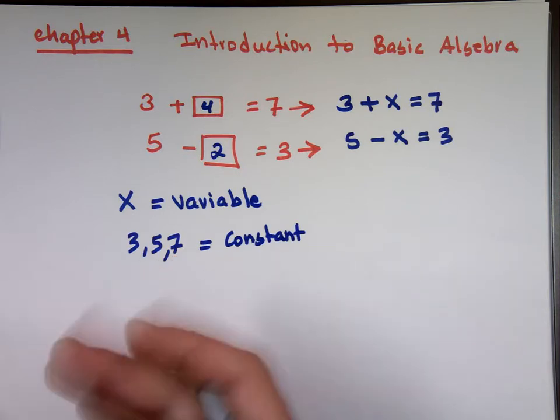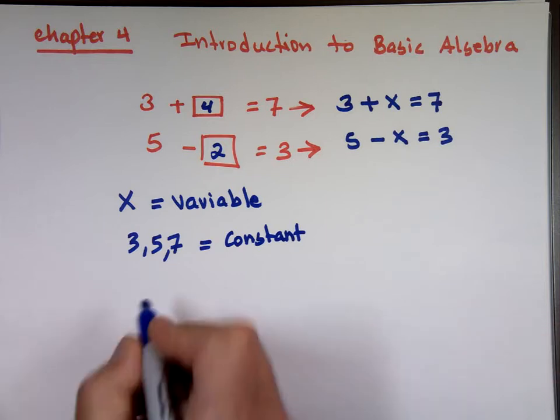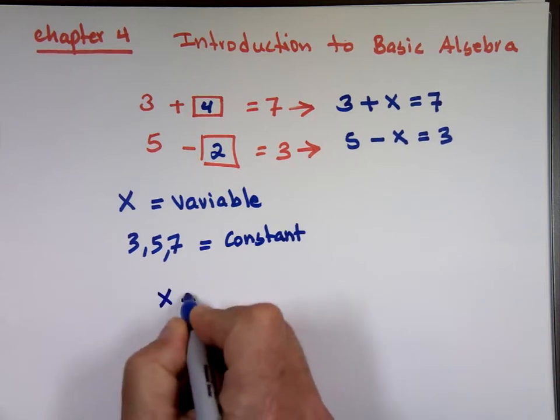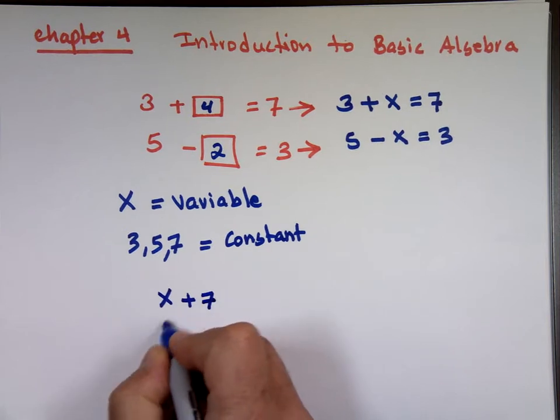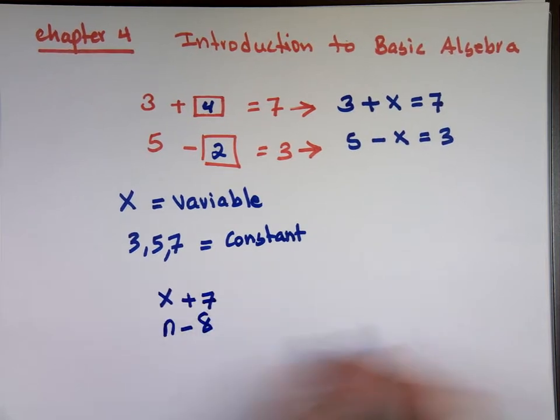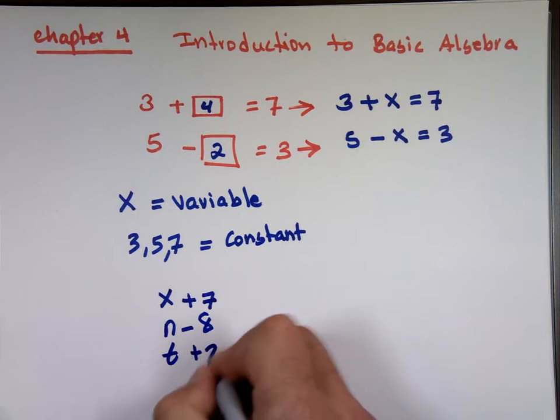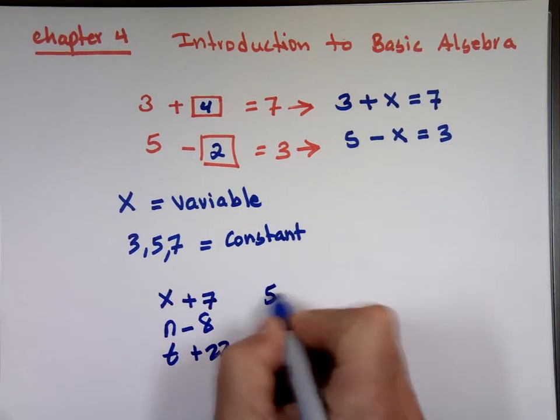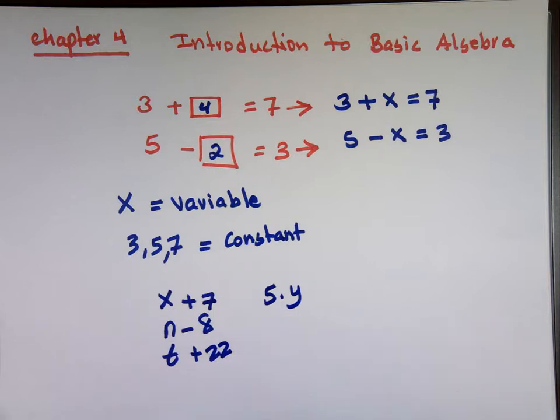So this topic is Introduction to Basic Algebra. You're going to be looking at variables like this: x plus 7, n minus 8, t plus 22, 5 times y. These are called basic algebraic expressions. So let's see how we're going to translate a problem to an algebraic expression. That's what these are called, algebraic expressions.